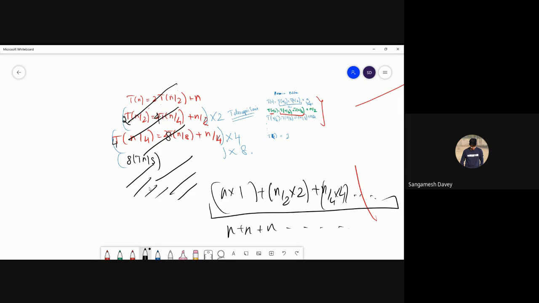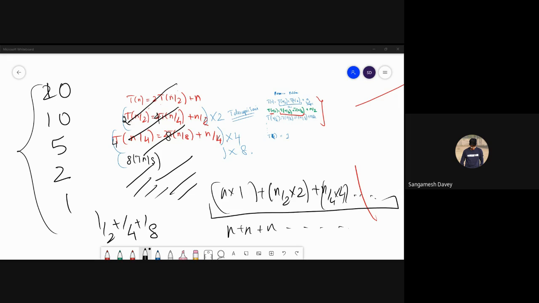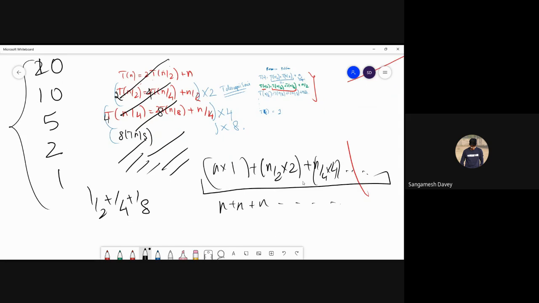Why log n terms? Every time I'm dividing the array by 2, right? Let's say the first time the array is 20, then it's 10, then it's 5, then it's 2, and then it's 1. So which series follows 1/2 plus 1/4 plus 1/8? It's any series where you're cutting down by half. It's usually the log n series. Okay, so I'll have log n terms.